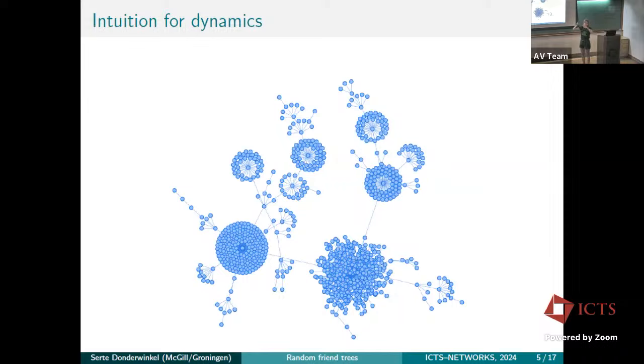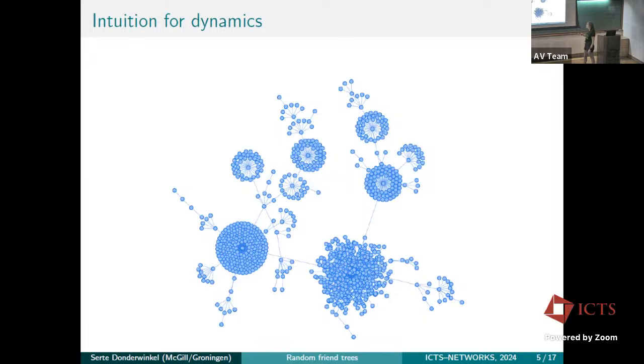If I just have a direction that points to their parents, then you get a different model that's much easier. Just to give you an intuition for what happens as time gets large.